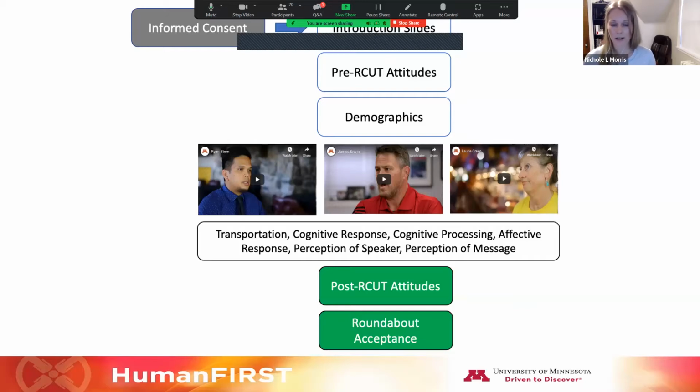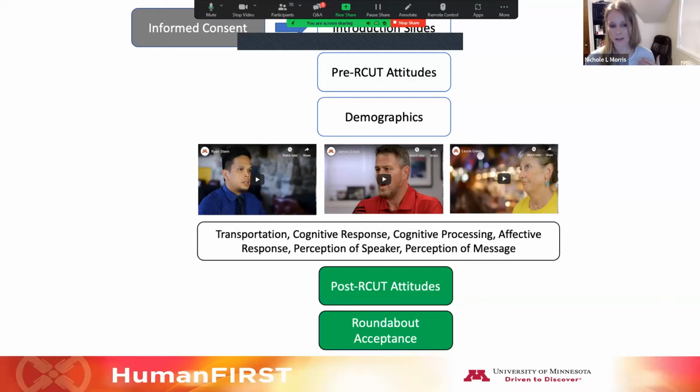After each video they did some evaluation of those videos on how much transportation was there, which is a funny word because this isn't transportation in the way that we think about it. Typically, this is sort of how much are you carried into the story, imagining the story, imagining what they're telling you. And we have a number of other types of metrics that we use in psychology for cognitive response, processing, affective response. What was the perception of the speaker and the perception of the message?